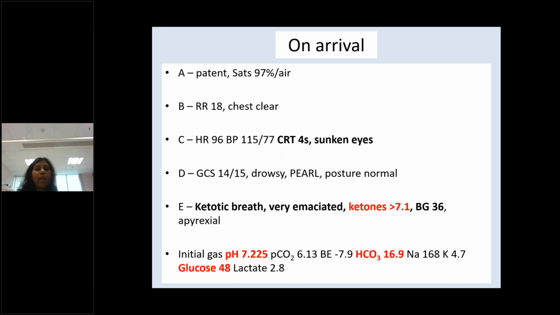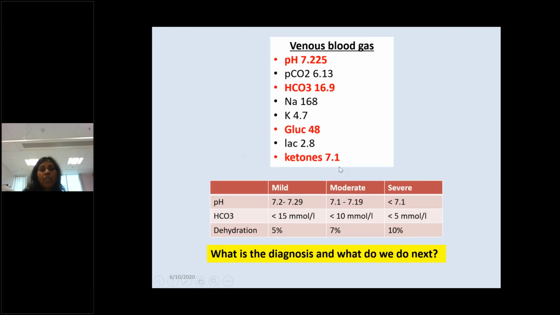So we know that if it is mild, the bicarb should be more than 15. If it is mild, the pH should be more than 7.2. And then the glucose is quite high, though, 48, and then ketones are quite high as well. So what do we think she has? Based on the table, we would categorize her as mild DKA, or mild to moderate, but then again, she is severely dehydrated and she is also in shock. So any thoughts on this?